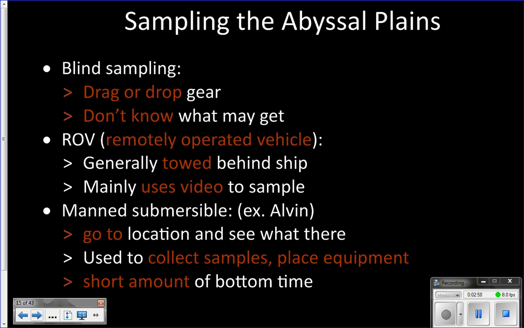it takes forever to sink down to those depths. So it could take them 7 hours to sink down to those depths. And then they get down there and they've got maybe 20 minutes to sample or set up whatever it is that they need to set up before they've got to start ascending back to the surface. So it takes a long time, it's expensive, it's hard to do. So we don't use it that often.